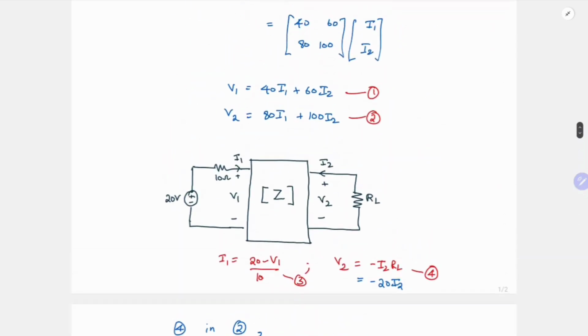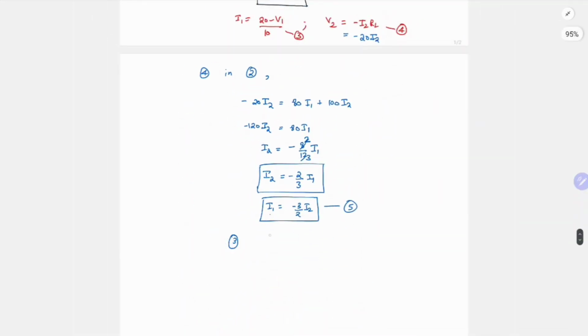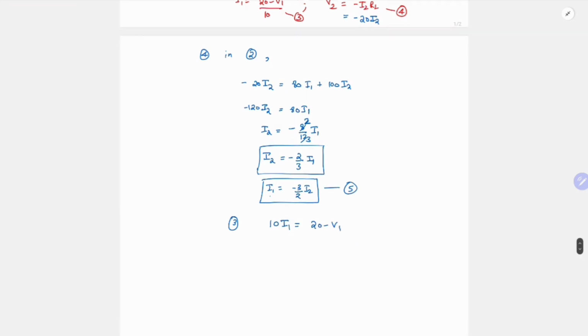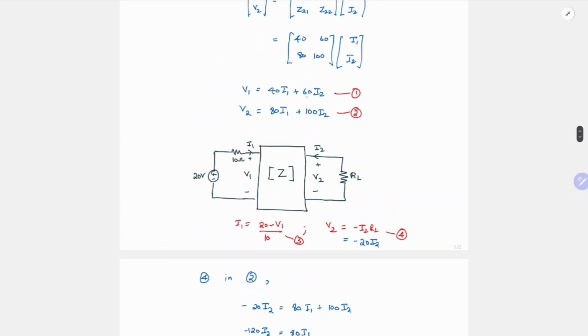So this is equation 5. And now V1 from equation 3 we have 10 I1 is equal to 20 minus V1, and I1 is minus 3 by 2 I2. So 10 into minus 3 by 2 I2 is equal to 20 minus V1. So this is minus 15 I2 is equal to 20 minus V1. So my V1 is equal to 20 plus 15 I2. This is 6. Now I have I1 and V1, which I can substitute in 1 to find my I2.